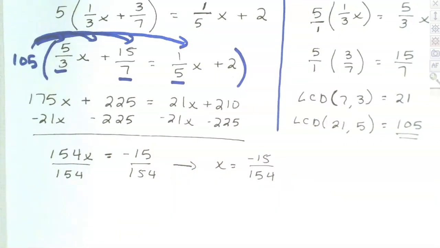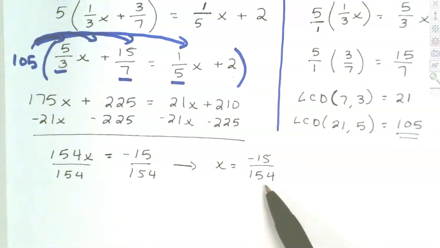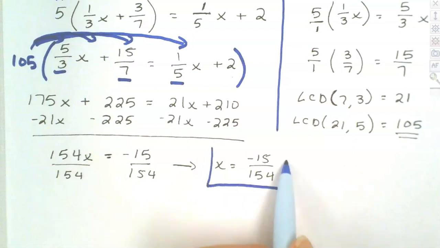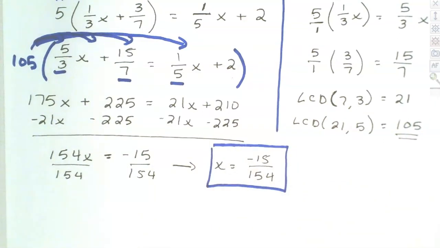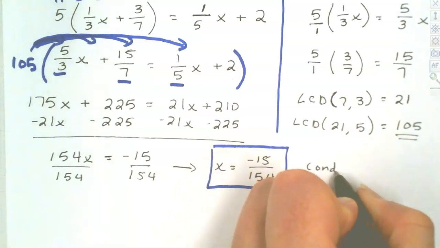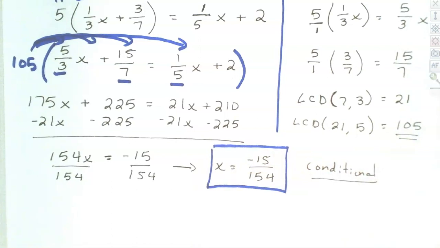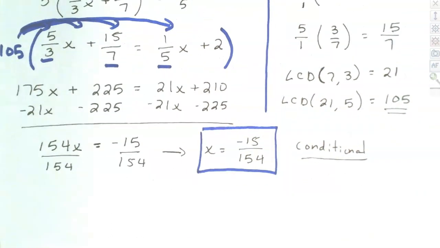And we need to check and make sure we can't reduce. So 154, we need to see if it has a 3 in it or a 5. It doesn't have a 5, but we'll check for a 3. 3 doesn't go in there either, so this is not going to reduce down any. So we now have our answer. And since we got an answer, this would be conditional. It's going to be conditional because we have an answer.